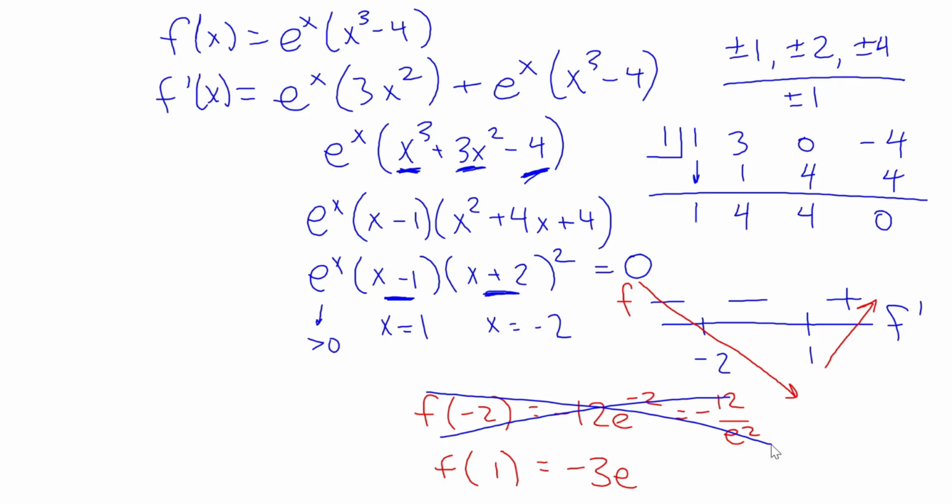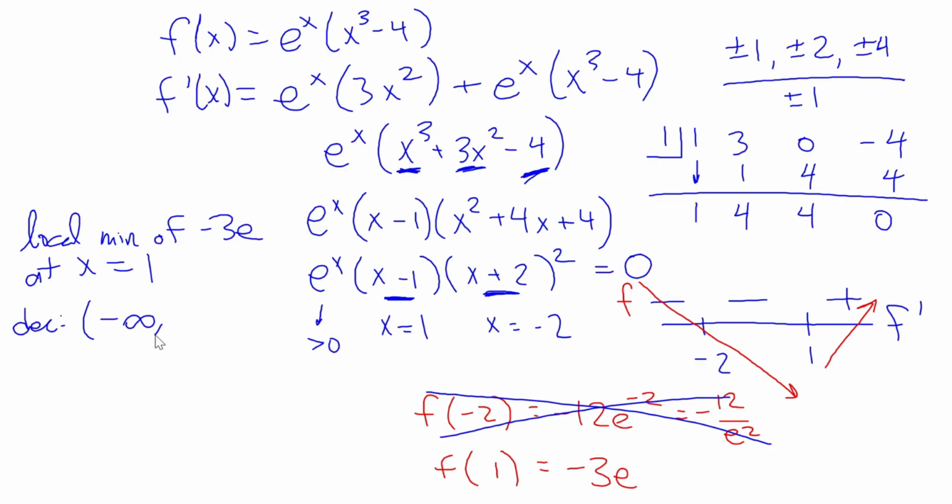So we'll state that we have a local min, which we might find out, in fact, we will find out that this is also an absolute min, but the problem didn't ask us for that this time, so no big deal. It's a local min of negative 3e at x equals 1. So we need to plot that. And we are decreasing from negative infinity to 1, and we are increasing from 1 to infinity. So we'll plot the point 1 and negative 3e.